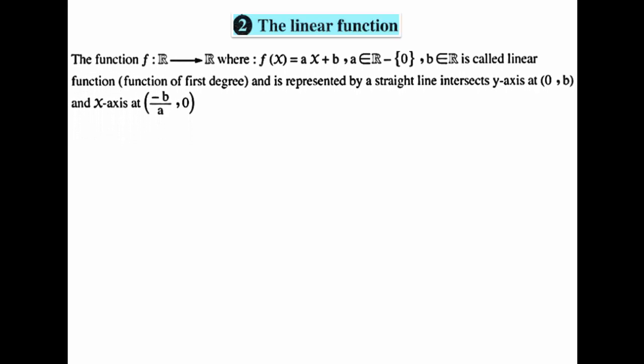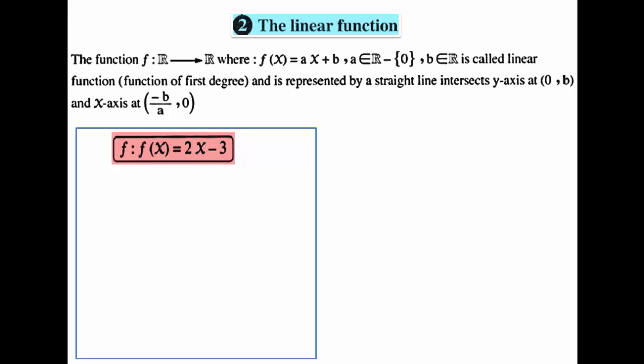The linear function. The function f from R to R where f of x equals ax plus b, a belonging to R excluding 0, b belonging to R, is called a linear function of the first degree, and is represented by a straight line that intersects the y-axis at (0, b) and the x-axis at (negative b over a, 0).